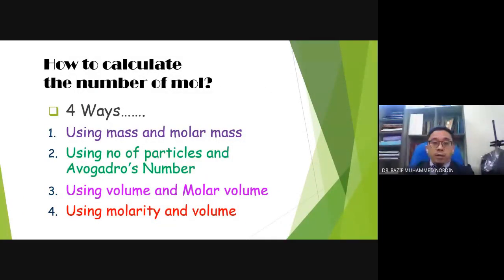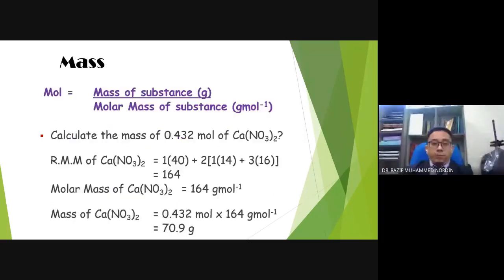Therefore, ways to calculate the number of mole, either using a mass or molar mass, or from the Avogadro number, or based on volume or molar volume. Okay. Right. And then using the molarity and volume. Right, guys.